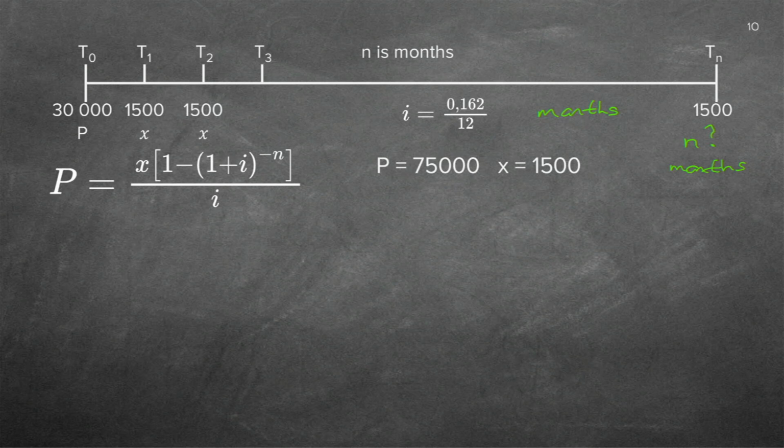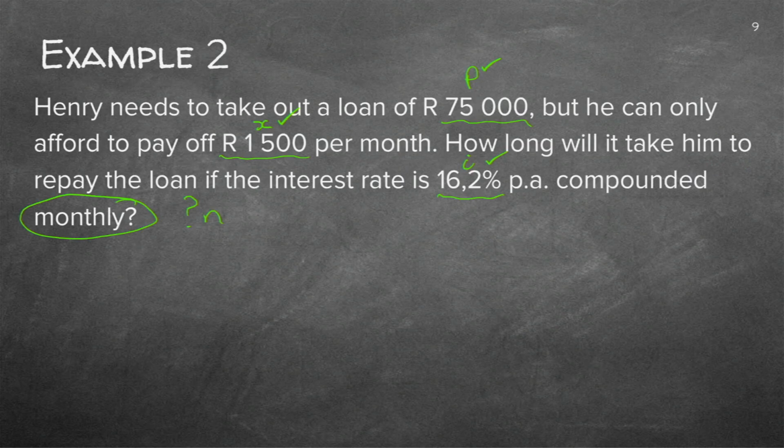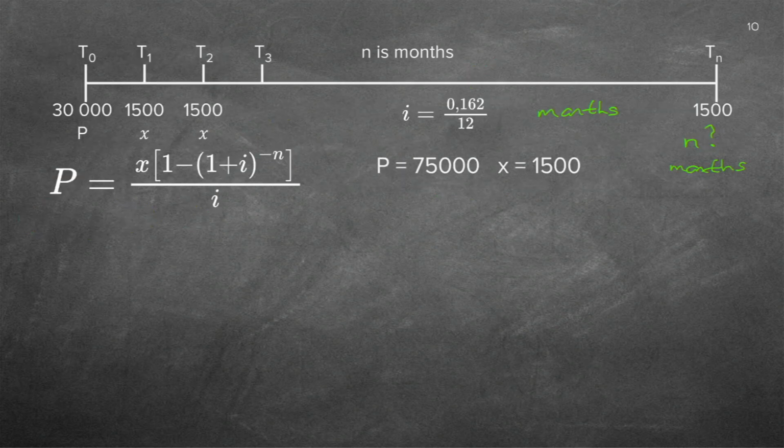Good. There's my P formula. You all know the P formula by now very, very well. So I'm going to fill in. What do they want in the end? He needs to take out a loan, 75,000 Rand. Not in the end. Loan is now. So he now wants the loan of 75,000. The little x, I know it was 1,500. And the n, I do not know.